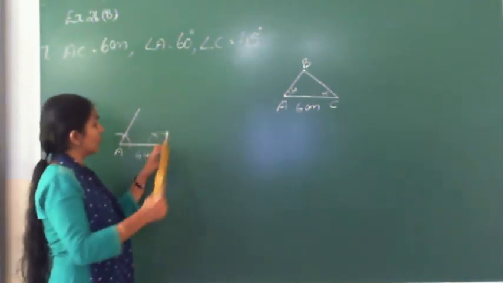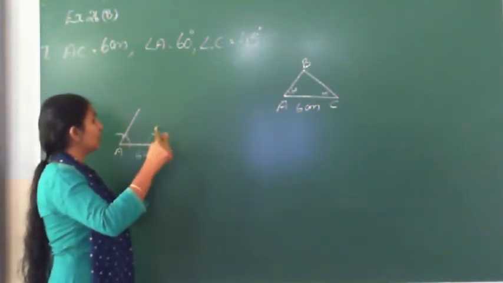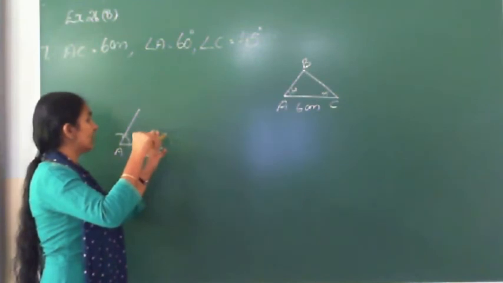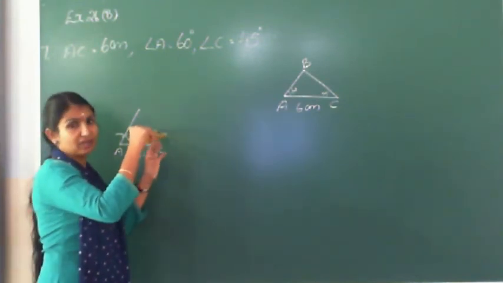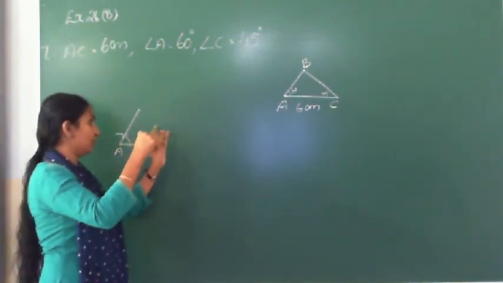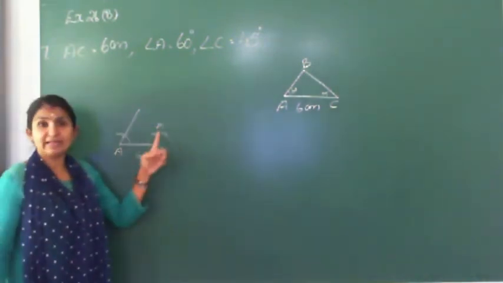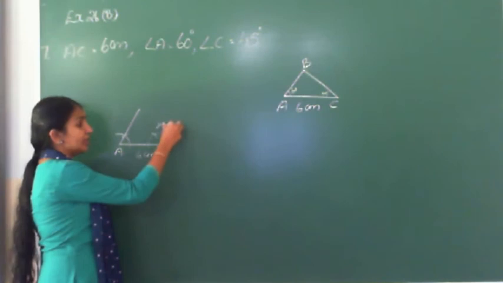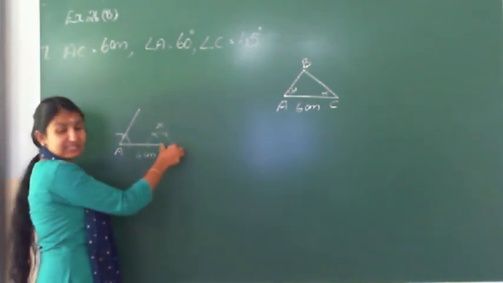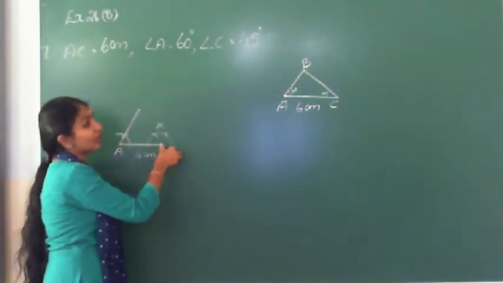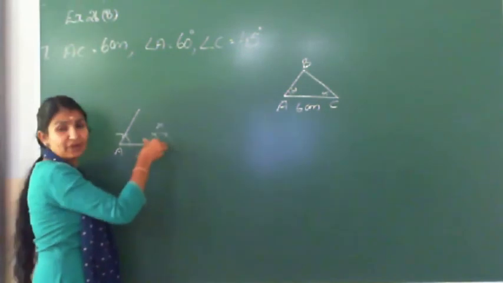So 60 and 120 I constructed. Now bisector of 120 and 60, 90° we will get. Then after that we will bisect that 90°. So we got 90°. No need to join this center with this C because we need 45°. So bisector of 90 we need.